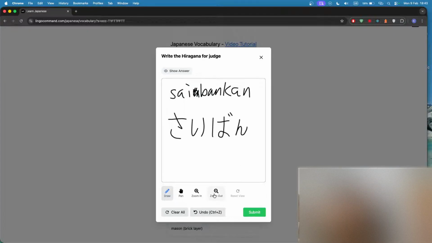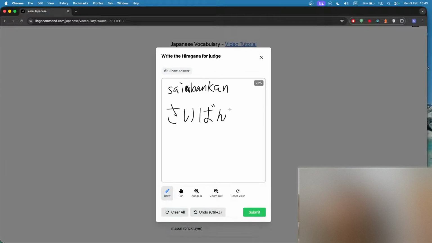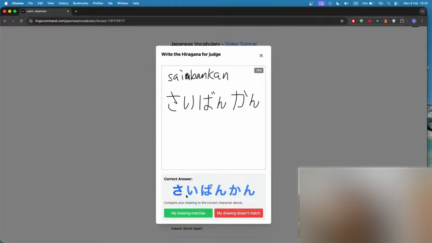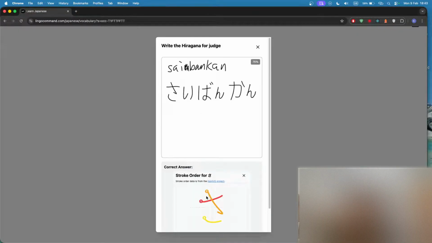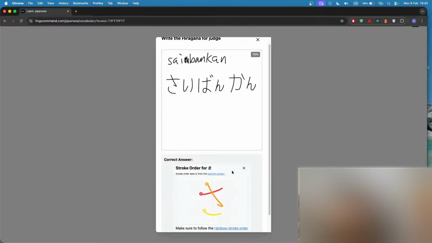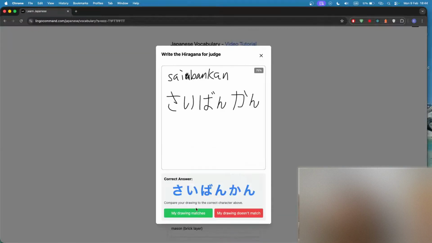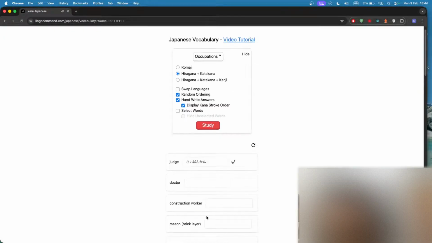Then we need an n, and we'll zoom out to give ourselves a bit more space. So this is saibankan. All right, saibankan. Let's take a look. Saibankan. So that seems to be a one-to-one match. You might have noticed there's not a gap here because this is the typed version of sa. But if we click here to look at the stroke order, we see the gap here. So we'll give that a match.